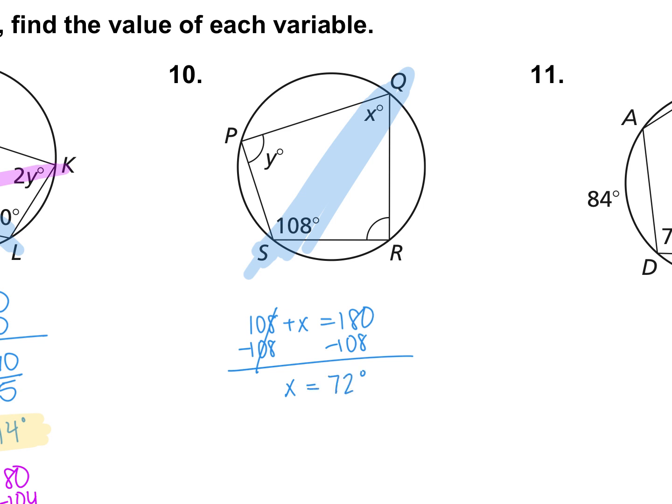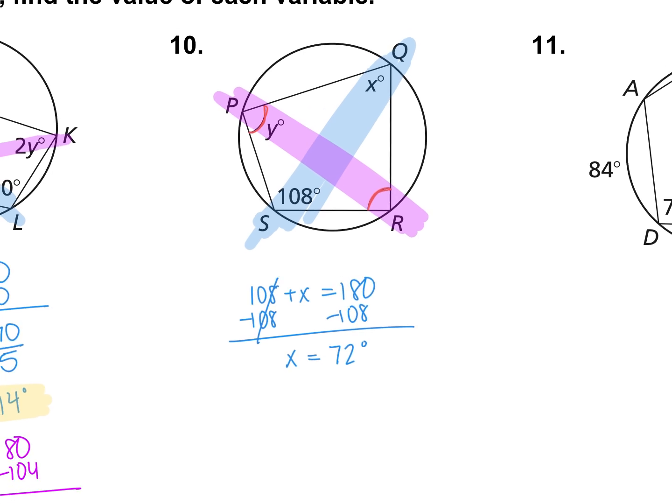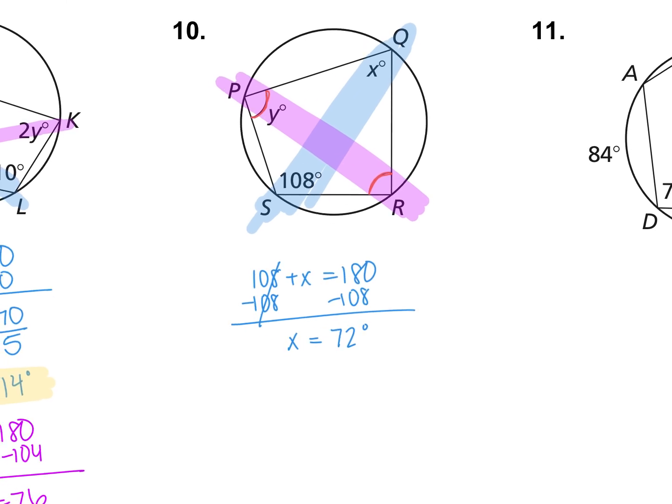Now, looking at this one, looking at my y, what do we know about these two little curves right here? Good, those are my congruency marks. So if I know those added together equals 180, you can set it up however you feel comfortable.